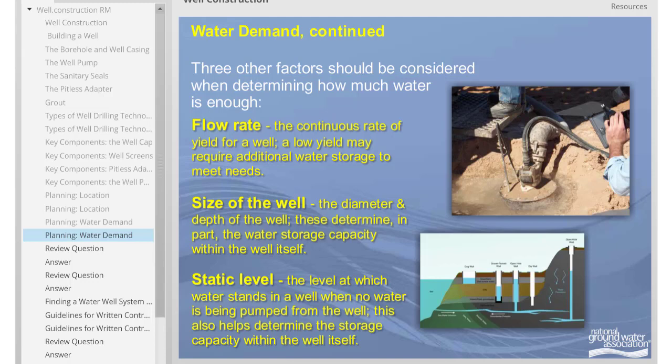Three other factors should be considered when determining how much water is enough. First is the flow rate, which is the continuous rate of yield for a well. A low flow rate may require additional water storage to meet needs. Second is the size of the well, that is, the diameter and depth of the well. These determine, in part, the water storage capacity within the well itself. And third is the static level of the well, that is, the level at which water stands in a well when no water is being pumped. This also helps determine the storage capacity within the well itself.